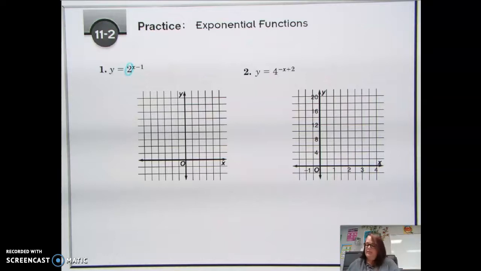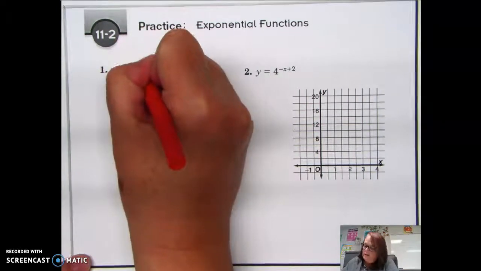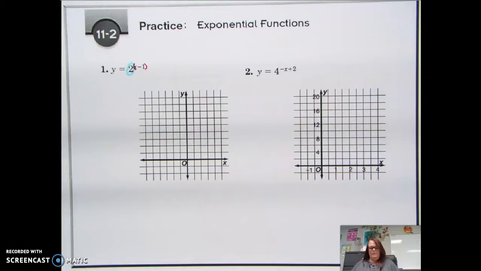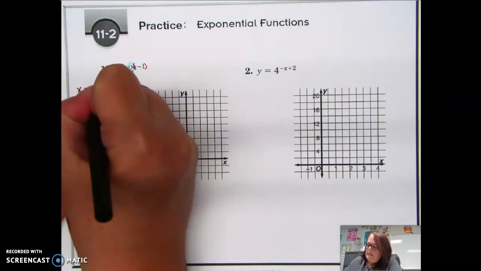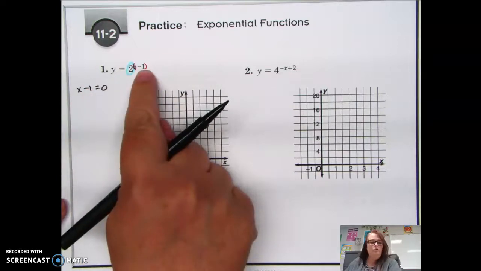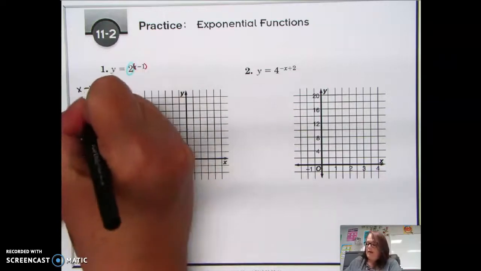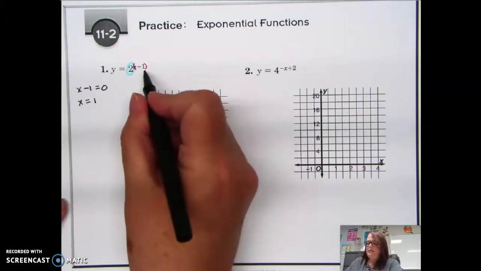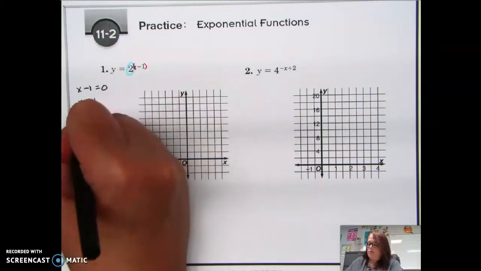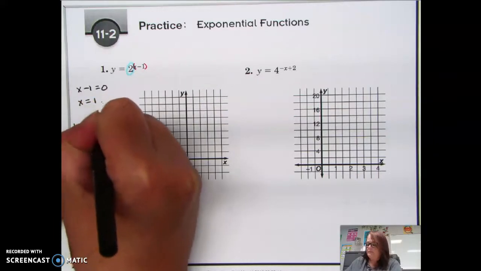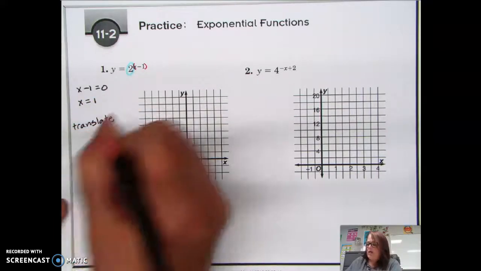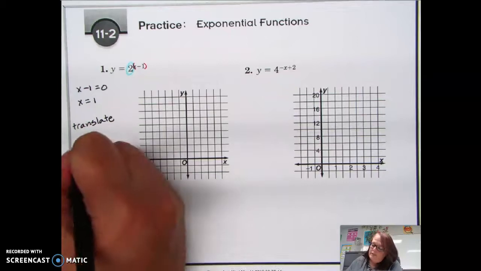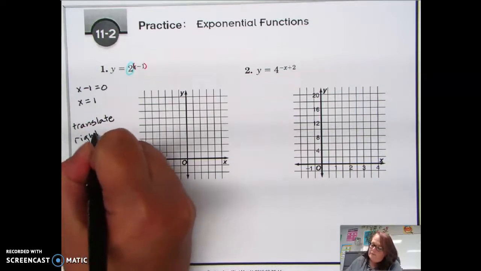And then you'll notice that this x minus 1, that's all in the parentheses. That's all in my exponent. And so notice that if I set x minus 1 equal to 0, because it's horizontal, we have work to do, that makes x equal to 1. And so what that tells me is it's a horizontal translation. So we're going to translate. And then because I got positive 1, we're going to translate to the right 1 unit.